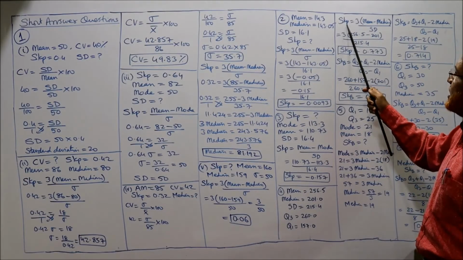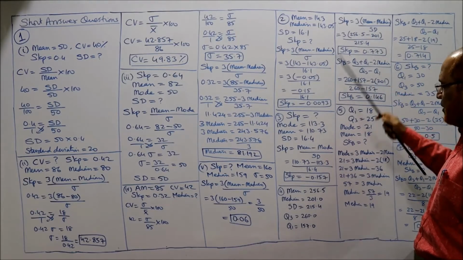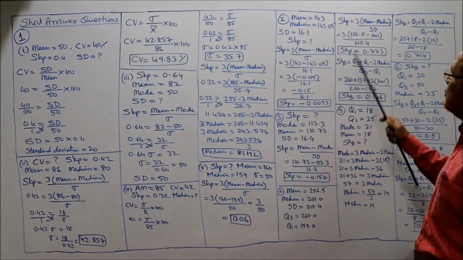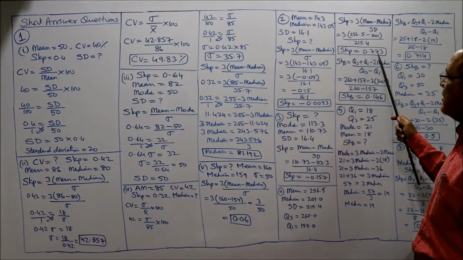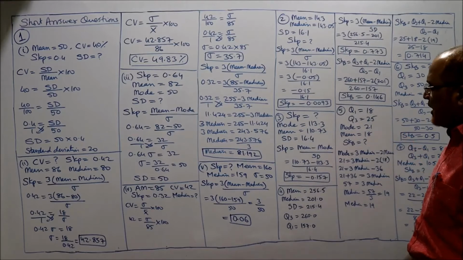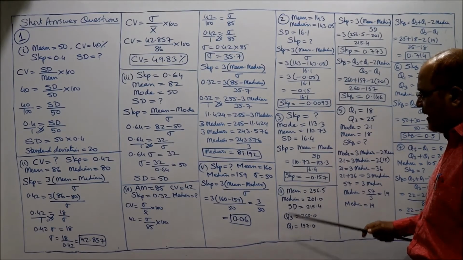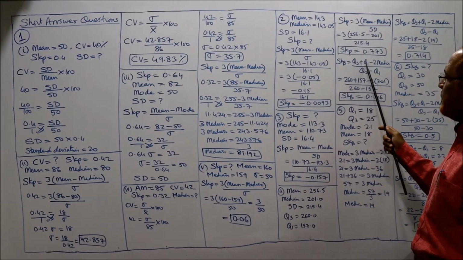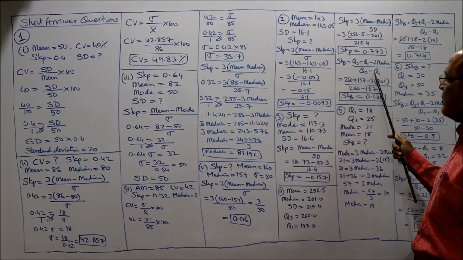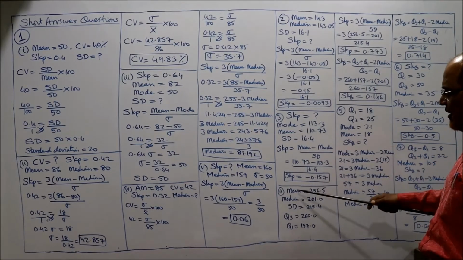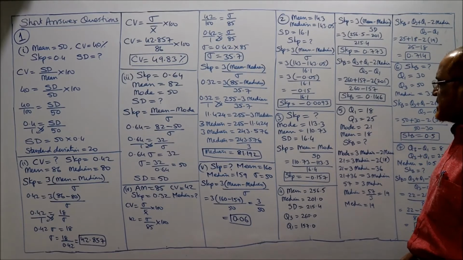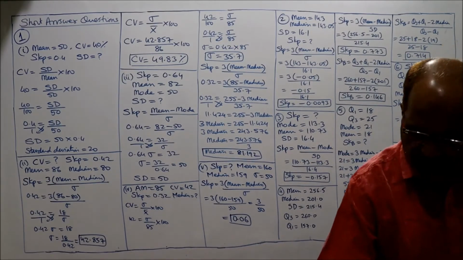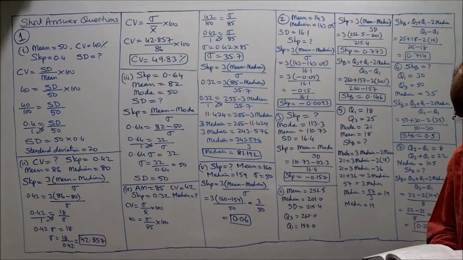So first we calculate SKP. 3 into mean minus median, because mean and median are given. So 3 into mean minus median by sigma, we got SKP 0.773. And to find SKB we require Q3, Q1 and median. So SKB is Q3 plus Q1 minus 2 median divided by Q3 minus Q1. All the values we have here. Substitute the values in the formula, we'll get SKB 0.146. Fifth problem, you see. Problem number 5.